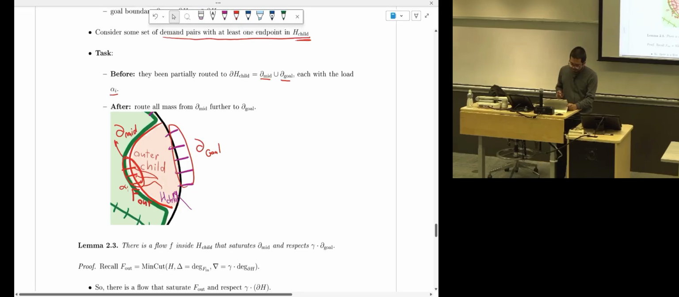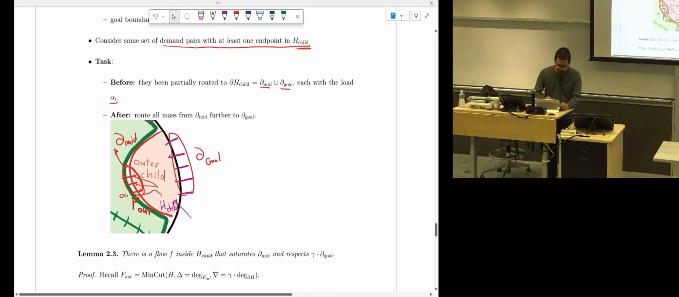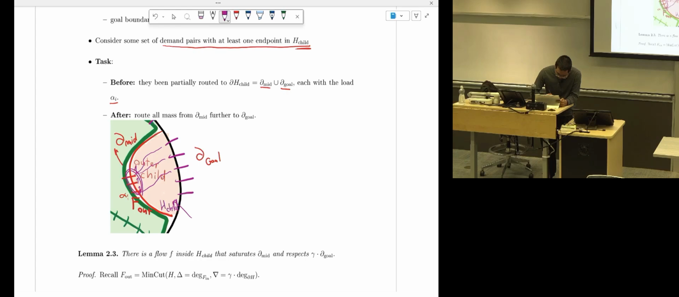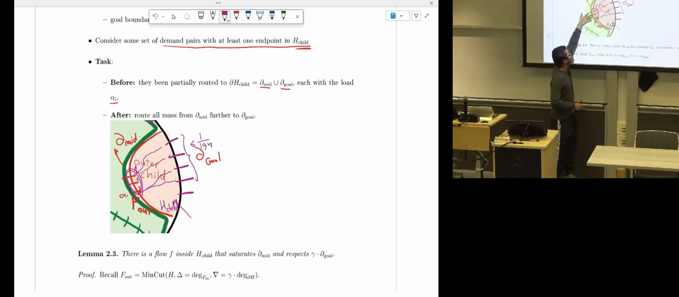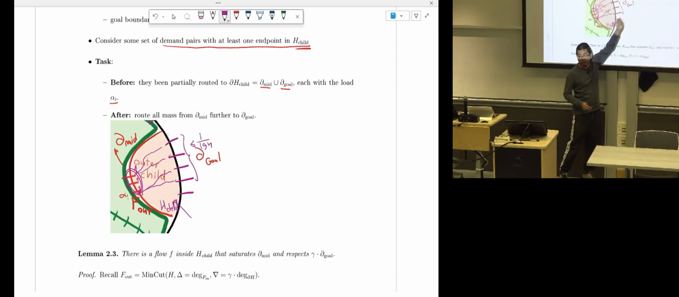Good. But this is going to be quite simple. Why? Because we actually know that from this midway battery, there exists a flow where each of these guys sends one unit, and every one here receives at most 1 over log. Just from the structure of max flow. This is the min cut. So there is a flow that saturates these red edges and respects the purple edges with capacity 1 over log.